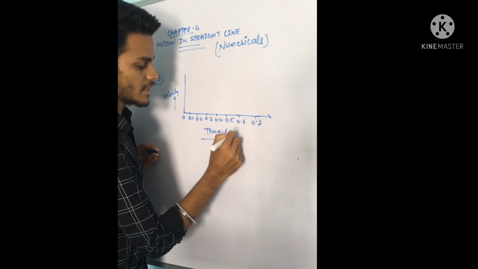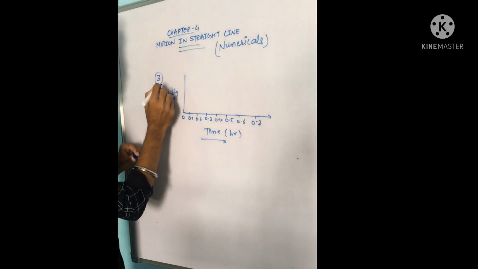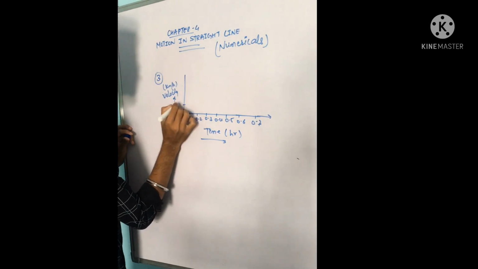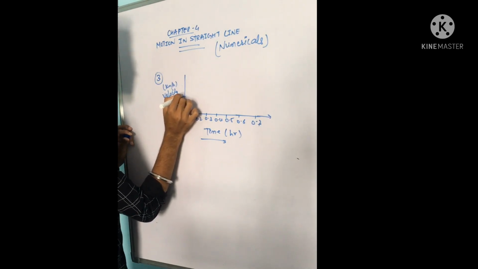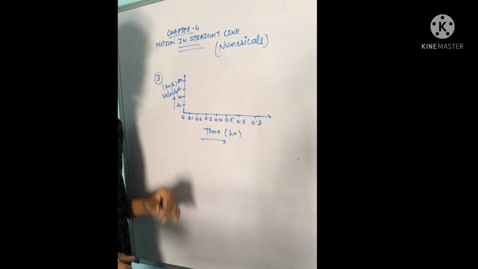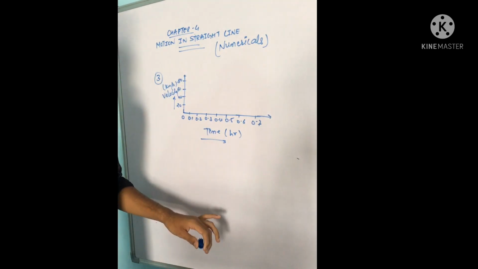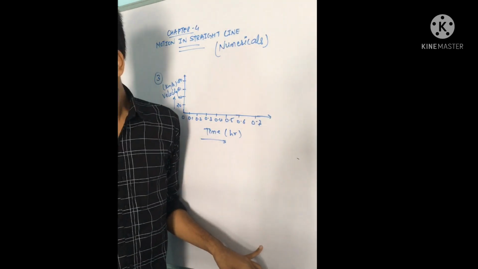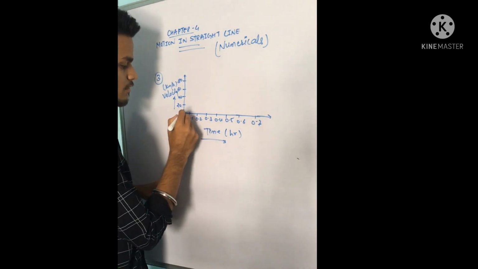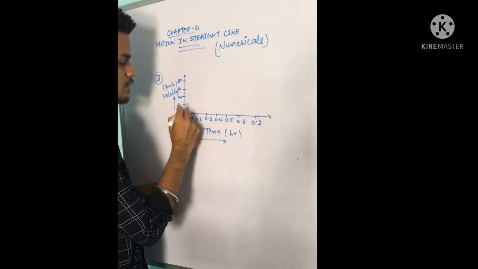The time is given in hours. Velocity is given in kilometer per hour. We will start it from 20, 40, 60, 80 and so on. The very first point is given as a car moves first 0.1 hour with a velocity of 20 km per hour.